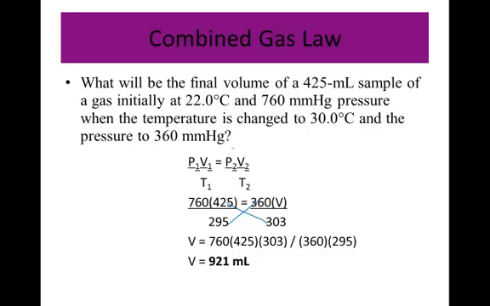And as I mentioned, you could use this for Charles's law or Boyle's law. For example, if your temperatures are the same, then you would simply leave out the temperatures and you would be left with P1 times V1 equals P2 times V2. Or let's say that your pressures were the same. Then you would just use V1 over T1 equals V2 over T2.